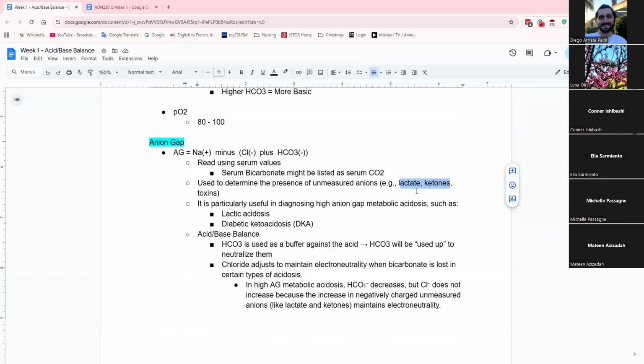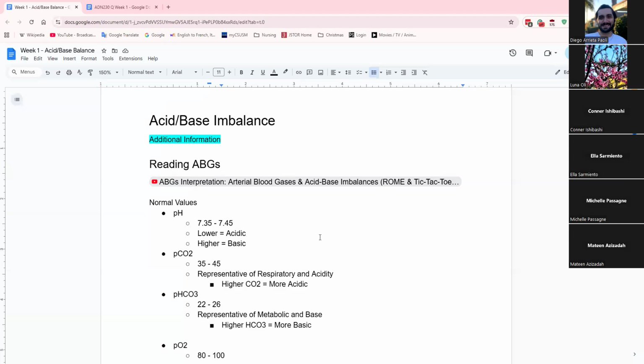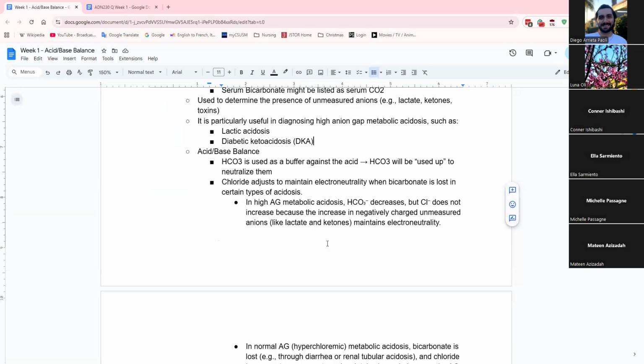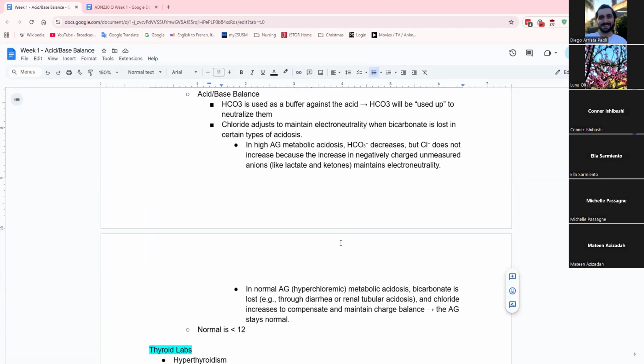So the bottom line is the anion gap is useful for determining, or making the observation, that there is a buildup of lactic acid or possible DKA. But it will not be high for every case of acidosis, such as a respiratory acidosis caused by somebody that has COPD and is unable to get all the carbon dioxide out of their body.